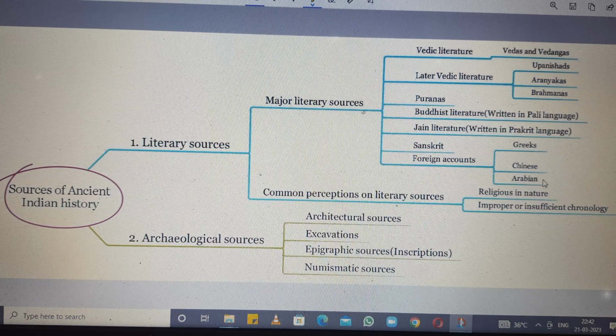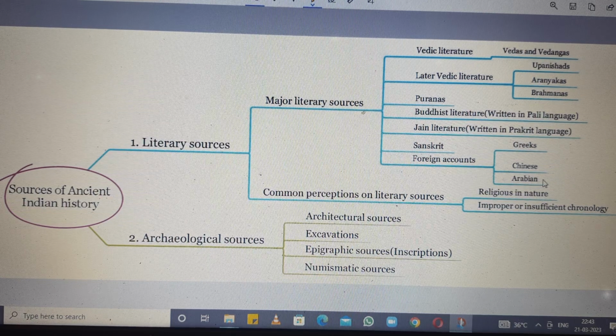Common perceptions on literary sources: we say that they are religious in nature, and second, they do not have a perfect chronology; something is missing. Archaeological sources, again, include the architectural sources like buildings, and excavations that have been done and many things found. Epigraphic sources are your inscriptions, and numismatic sources are your coins and other things.